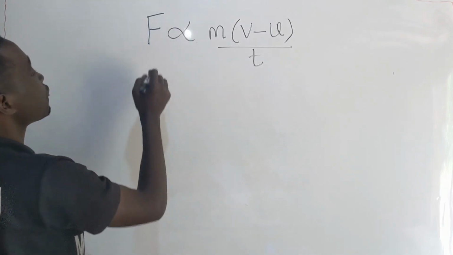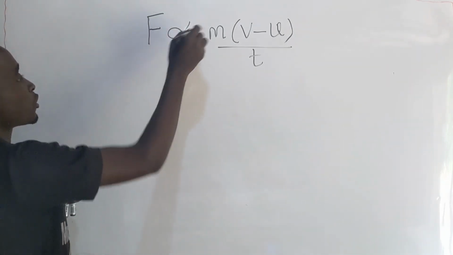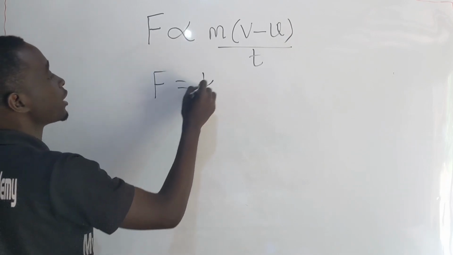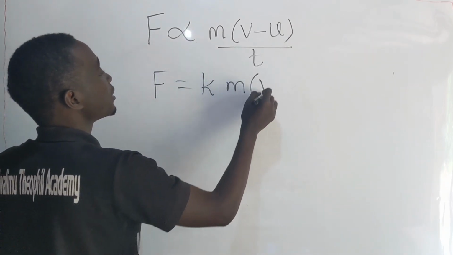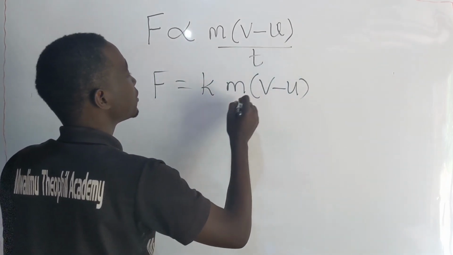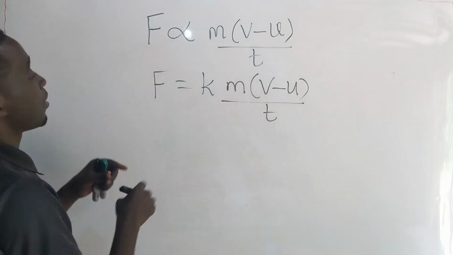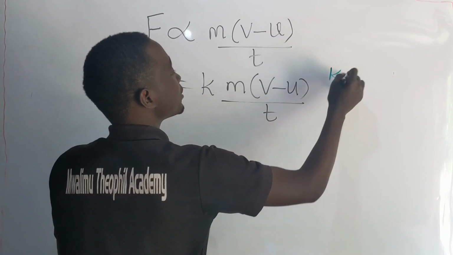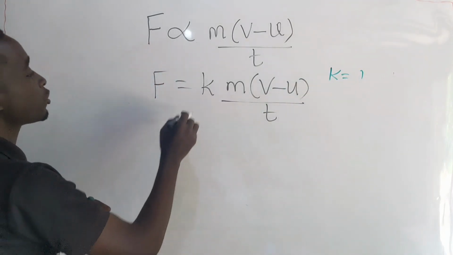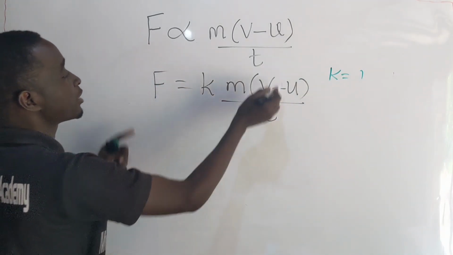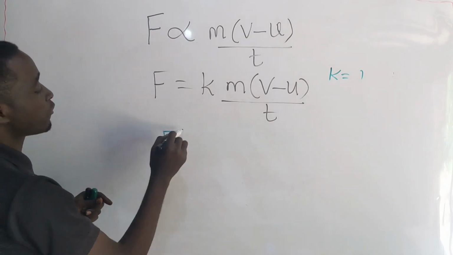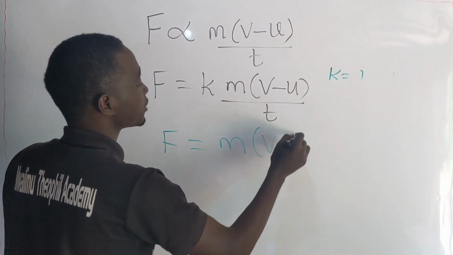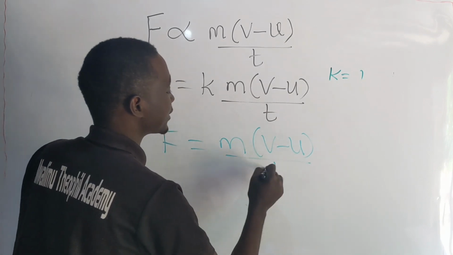After that, we remove the proportionality sign, where we introduce a constant into this expression, where we find force is equal to constant times mass times change in velocity divided by time. But in this, the constant k is equal to 1. K is equal to 1. Now, if k is equal to 1, when you introduce 1 here, it remains the same this way. That force applied is equal to mass times the change in velocity divided by time.